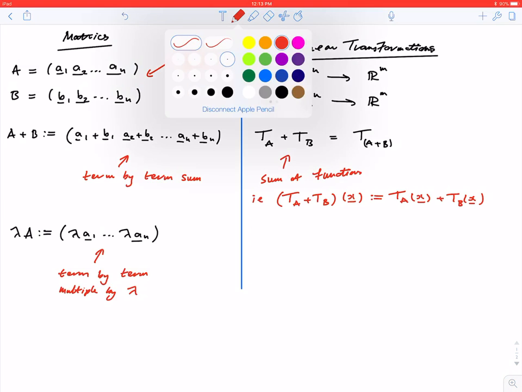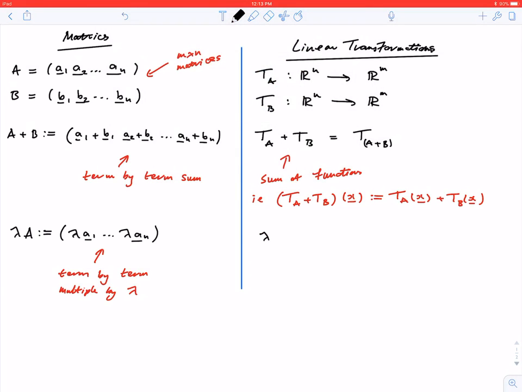What does this correspond to? Well, lambda TA is equal to T of lambda A. That's a really fancy way to write this down. What does this mean? We can scalar multiply functions as well. So this matrix operation corresponds to scalar multiplication of functions: TA multiplied by the constant lambda. Just think back to calculus.